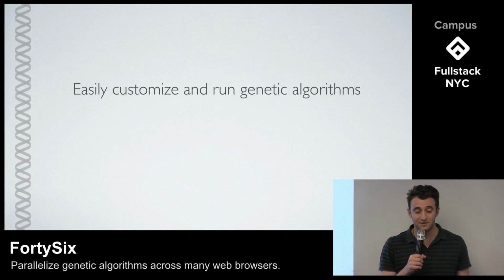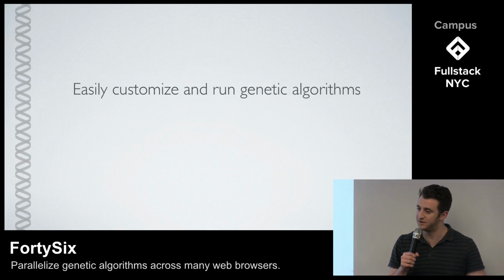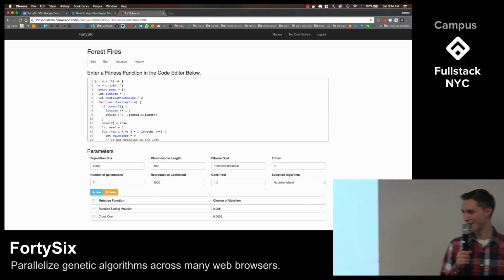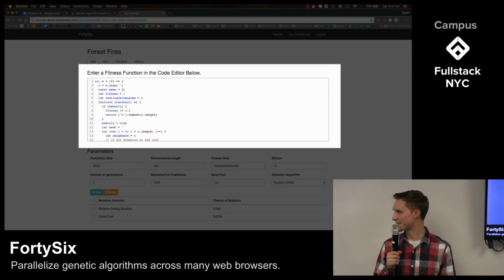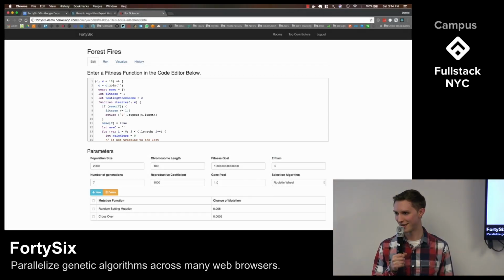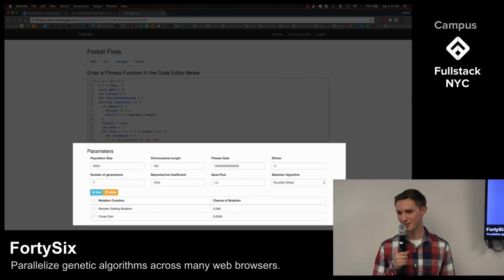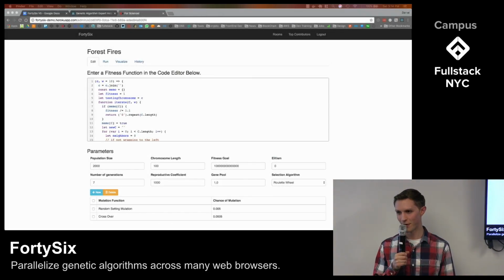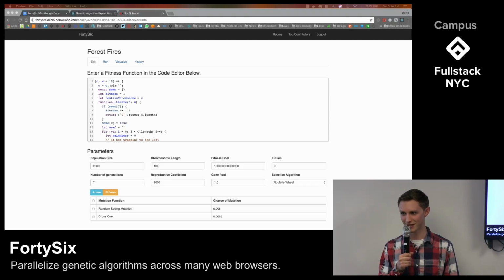Additionally, we take the computational load of one of these simulations and we distribute it across multiple web browser clients. This interface allows users to customize the fitness function and other common parameters of a genetic algorithm. This means that users can create a new genetic algorithm without creating a new standalone application.